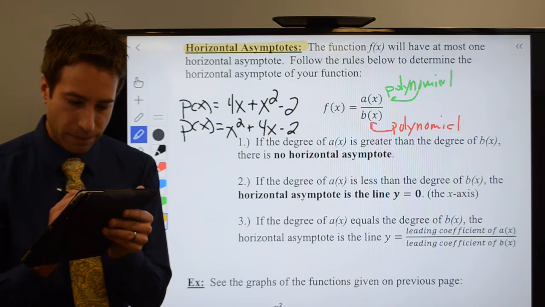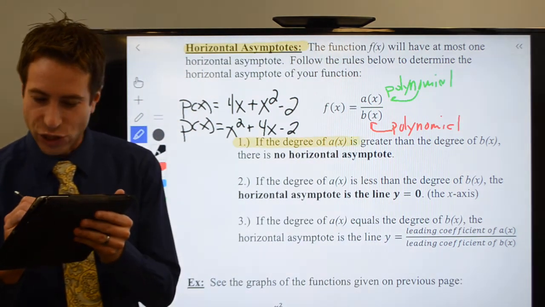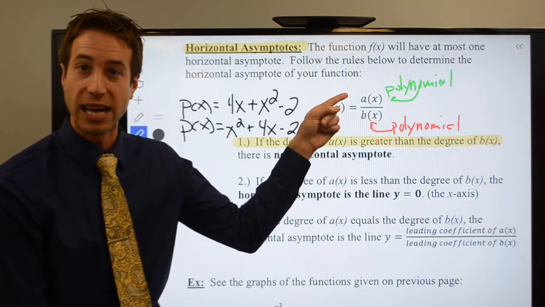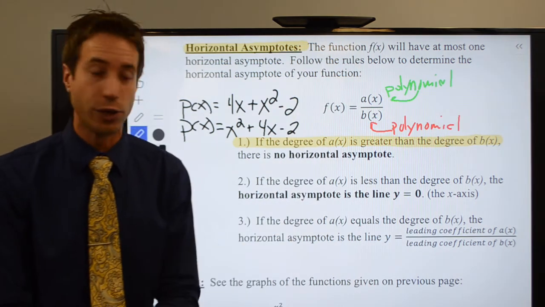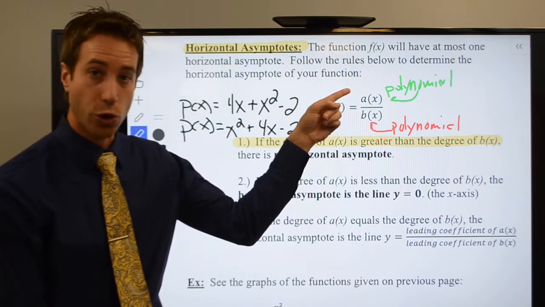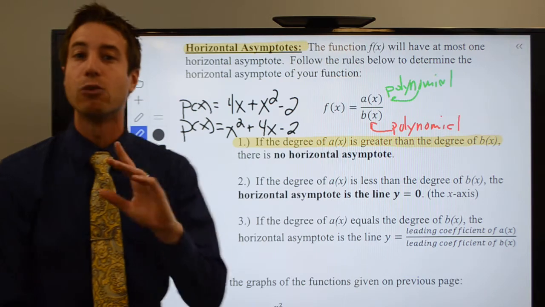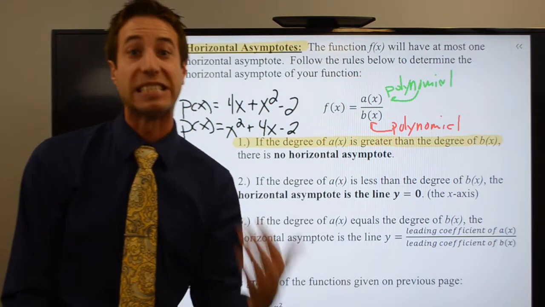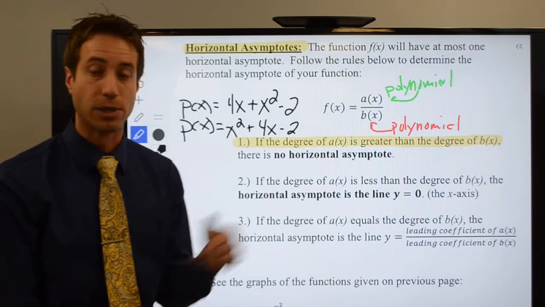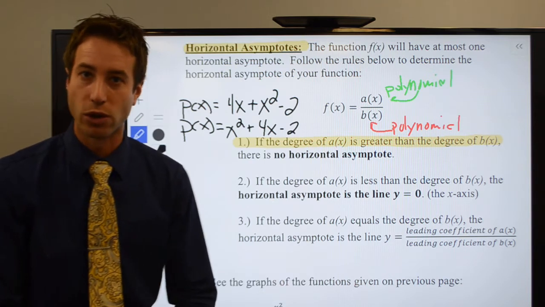Rule number 1, if the degree of a of x, that's the top, is greater than the degree of b of x. So here's what you take a look at. Polynomial on the top is, let's say degree 2. Polynomial on the bottom is degree 1. Well, 2 is greater than 1. That means you have rule number 1, and rule number 1 tells you that particular rational function has no horizontal asymptote. There isn't one, and that's okay. Not all rational functions will have a horizontal asymptote.